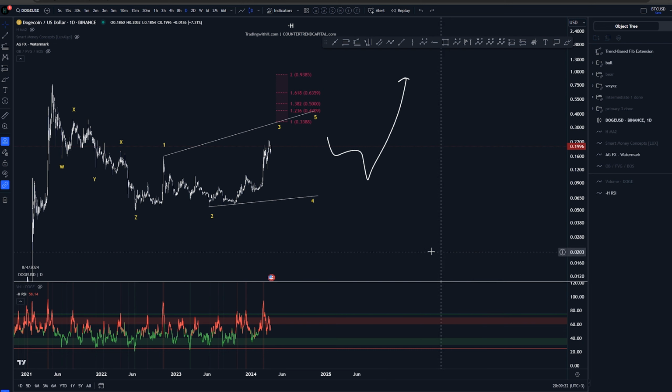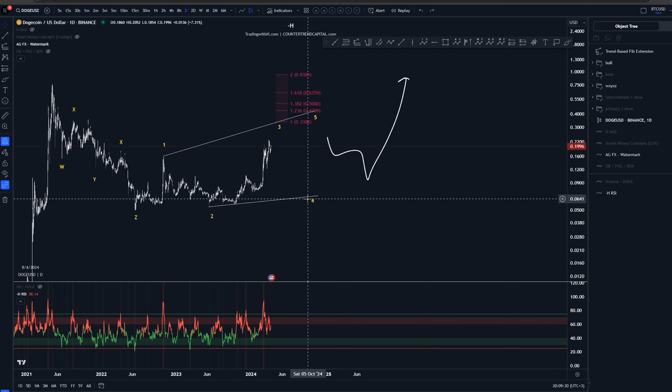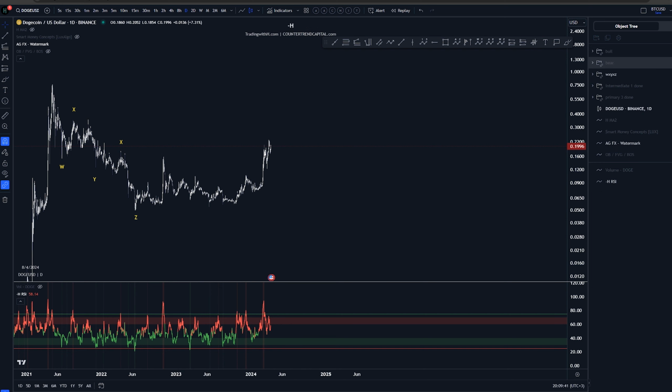When does this become irrelevant, of account? For now, it's the 5.4 low here in June 2023. Again, wave 4 can't take out the low of wave 2. So that is the reason for that. Really simple. But again, as mentioned, I really like the more bearish count for now.